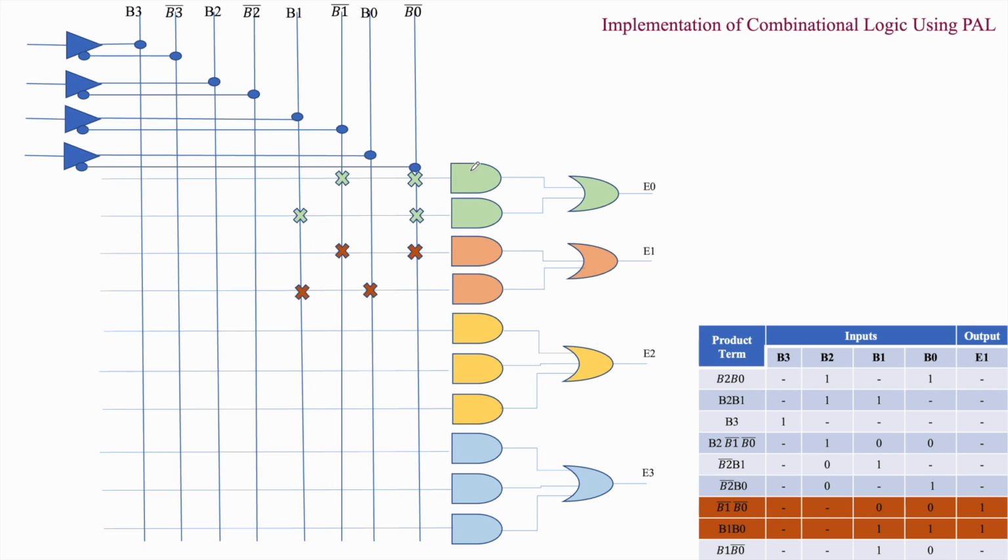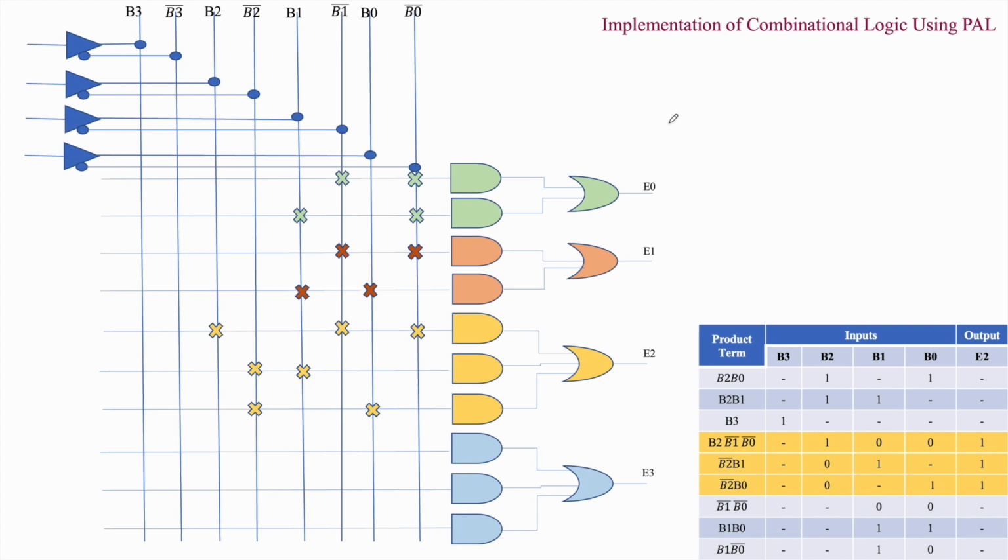Now, while programming for E1, what is the expression for E1? E1 is nothing but B1 bar B0 bar plus B1 B0. So this AND gate will give the product term B1 bar B0 bar, and here is the next product term, B1 and B0. When these two product terms are fed together to an OR gate, that will give us the result E1. We can achieve E1. In the same way, we have to program for E2.